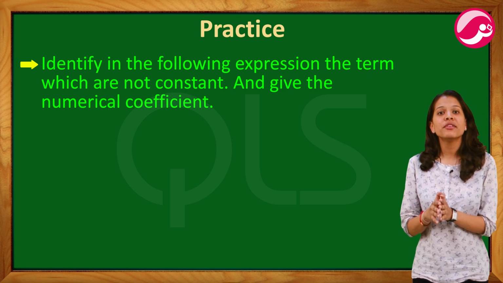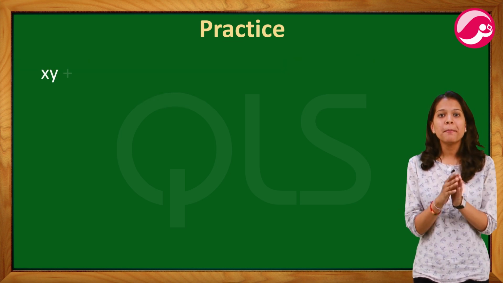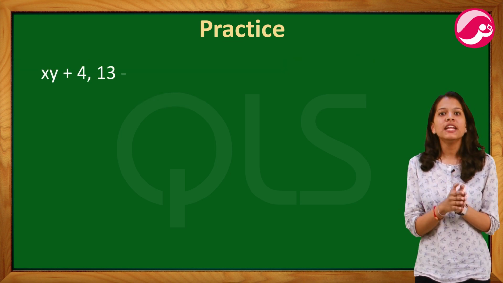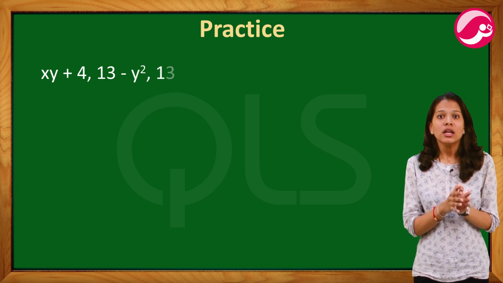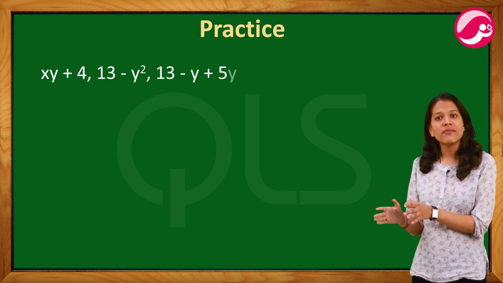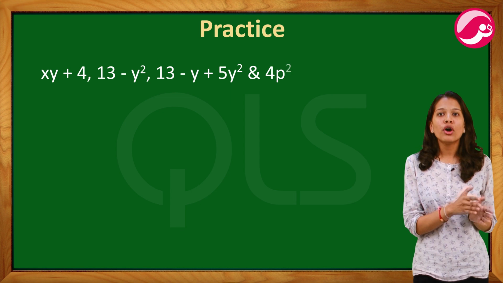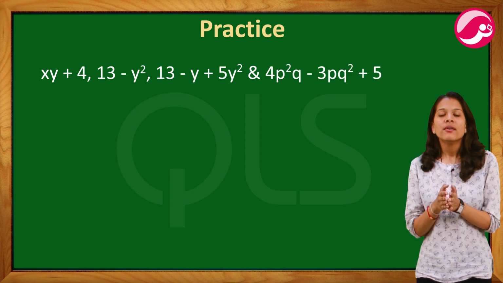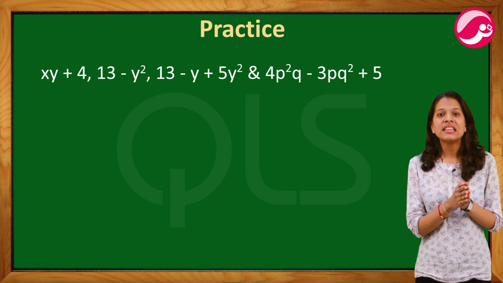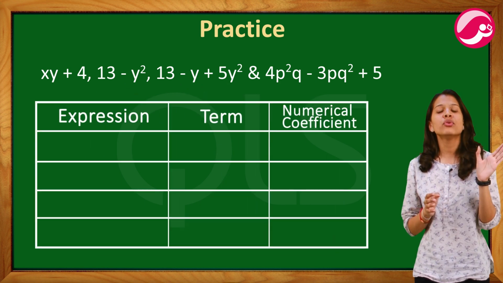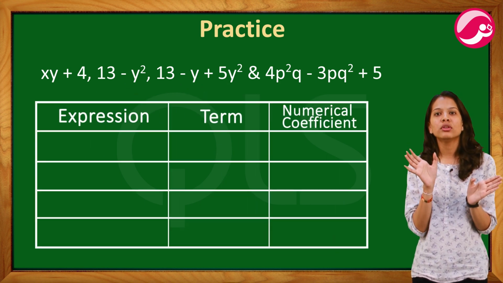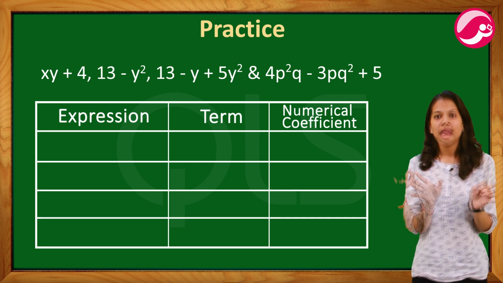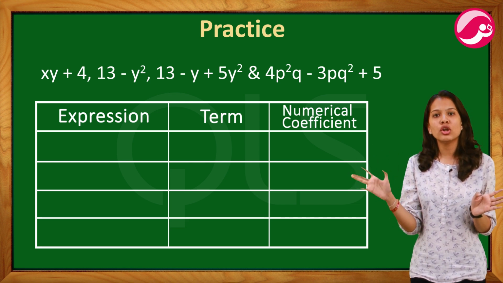So the expressions we've got over here are xy + 4, 13 - y², 13 - y + 5y², and 4p²q - 3pq² + 5. So for this solution, first we'll make 3 columns, namely first will be for expression, second will be for the term which is not a constant, and third will be for numerical coefficients.